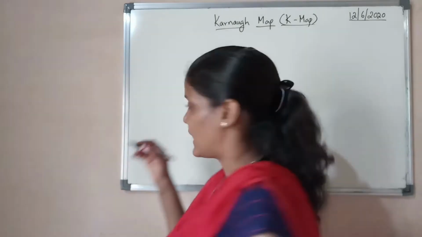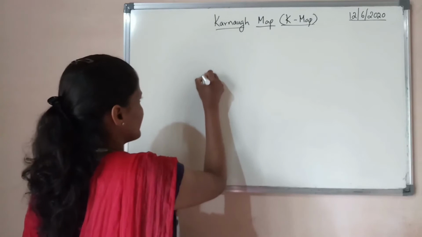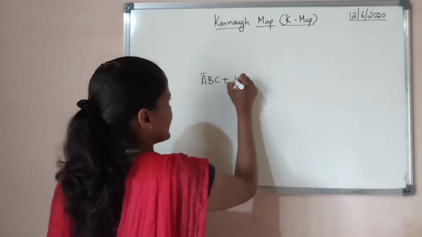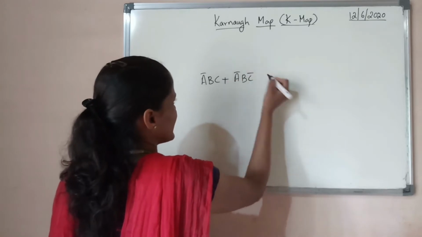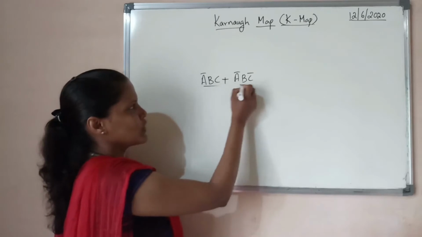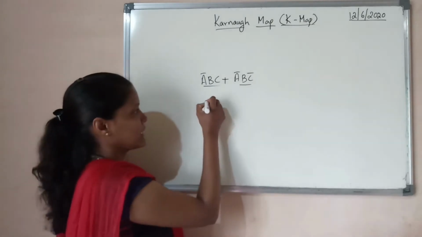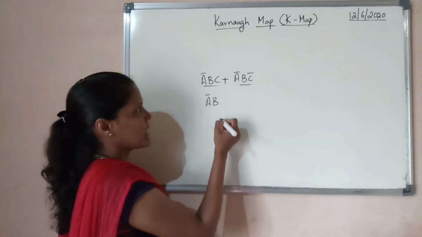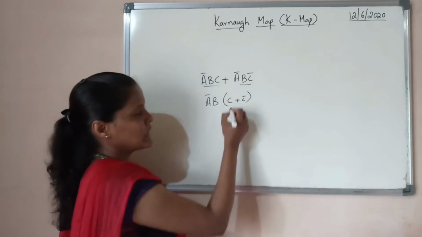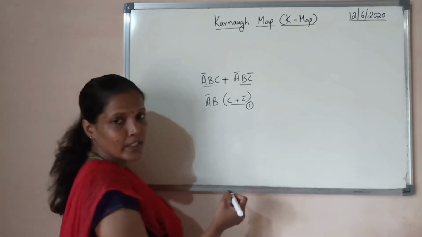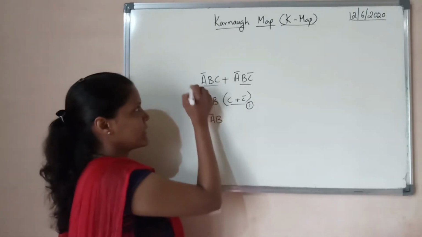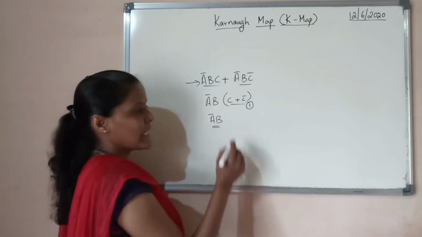Say, for example, I was having an expression like this: a bar b c plus a bar b c bar. I was having some kind of expression like this. So between these two terms, I was looking for a common factor. The common factor is a bar b, and within the brackets, I was getting c plus c bar, which is equal to 1 according to the Boolean rule. So the simplified version of this particular expression is a bar b.